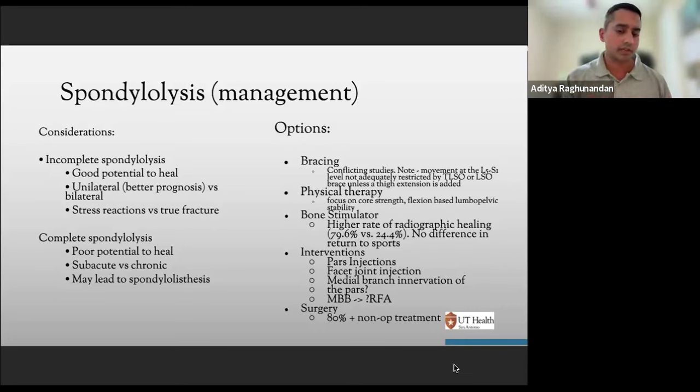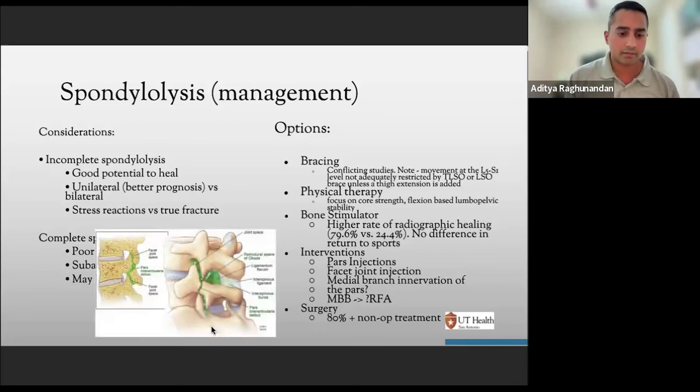There are PARS injections. There's some studies looking at putting medication directly into the PARS, but if you think about the PARS itself, it's a small area, and medication or fluid is not going to stay there. It's going to stay maybe for a little bit. It might be helpful diagnostically if you're trying to figure out, is this a cause of axial pain, but it may not be therapeutic.